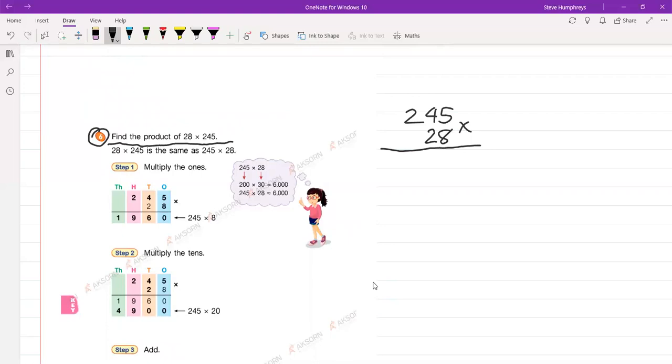8 times 5 is 40. 0 down, carry 4. Okay. 8 times 4 is 32. Plus 4 is 36. Carry 3. 8 times 2 is 16, plus 3 is 19.